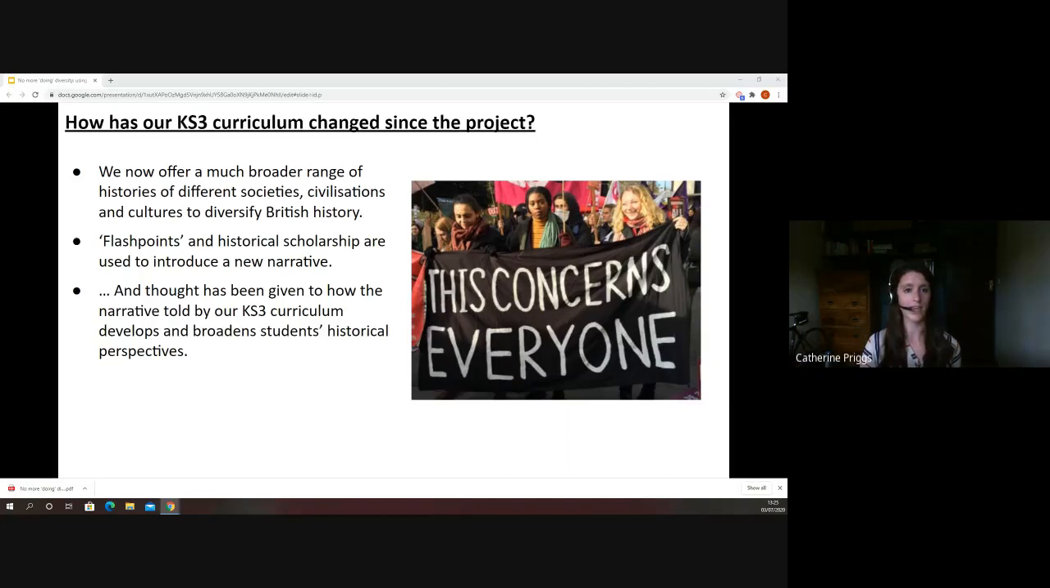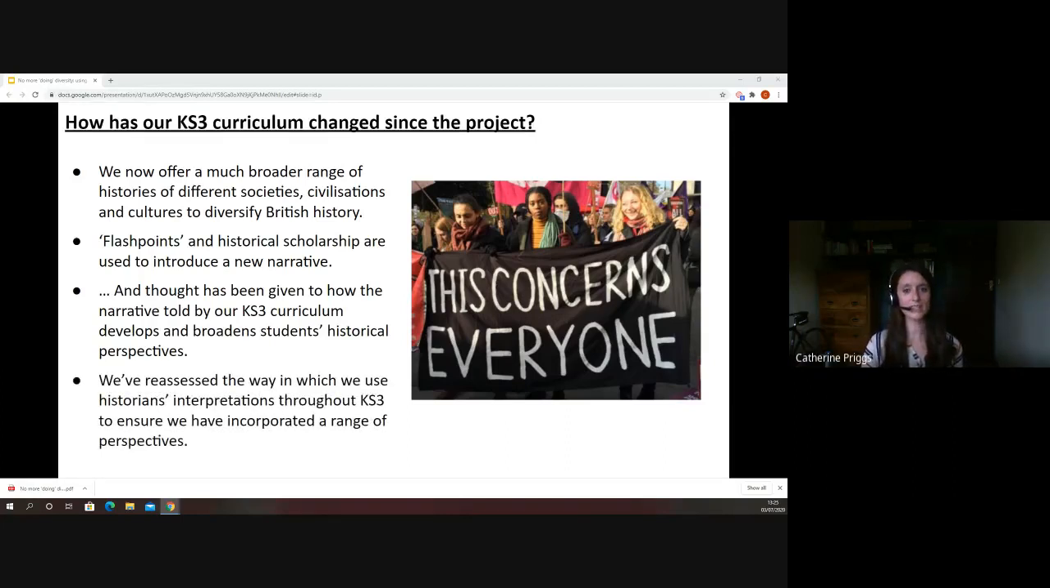And then finally, we've reassessed the way in which we use historians' interpretations throughout Key Stage 3 to ensure that we have encouraged and incorporated a range of perspectives. So, for example, when we look at the White Lotus Rebellion or the Janissary Revolt, we compare pre-colonial, colonial, nationalist and revisionist interpretations of their significance. And we begin to introduce students to terms like revisionism, which allows us to unpick the drivers behind revising history, and by inviting students to question how history is constructed, we think in turn that will develop their historical perspectives.